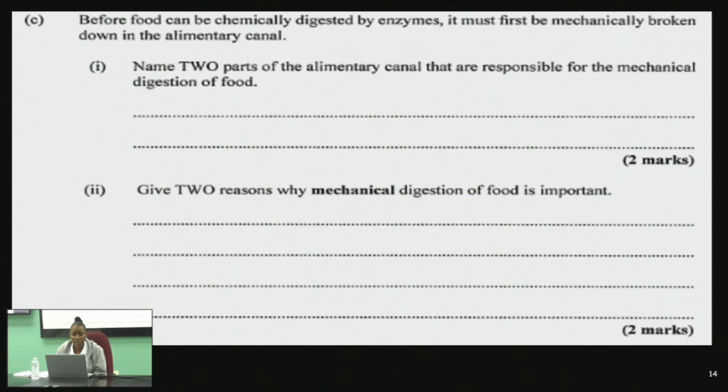And then the other location will be our stomach, while the structure in our stomach, which helps with mechanical digestion, will be the walls of the stomach, which helps with the churning process. Then it's asked us to give 2 reasons why mechanical digestion of food is important. The first reason has to do with when we are eating and about to swallow our food, where we help to break up our large food into smaller pieces that can be easily digested.